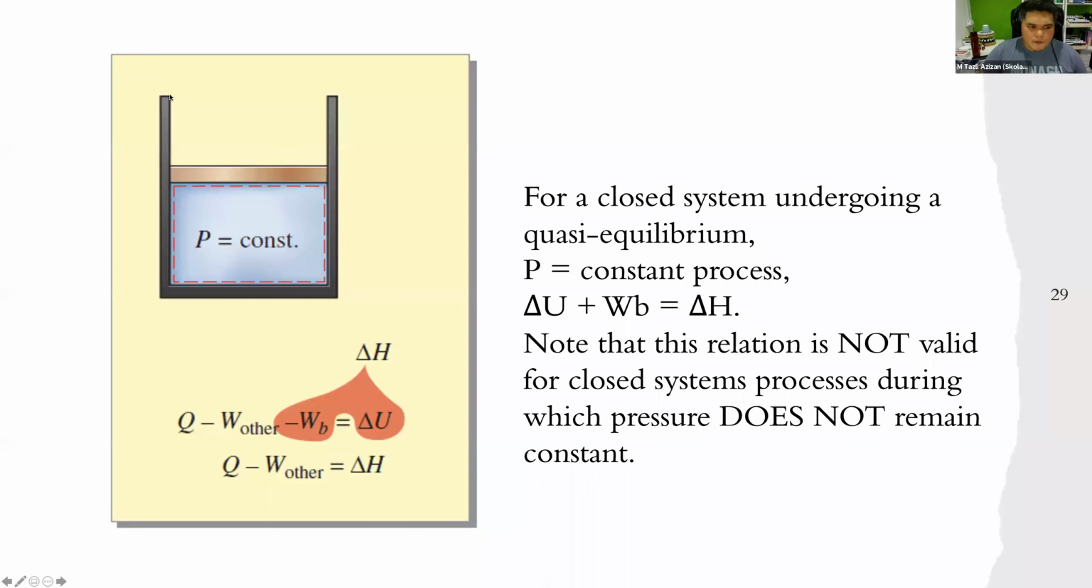Okay, so again, if you put the system here and pressure is constant, whether it is a compression or an expansion, if the pressure is maintained constant, we can actually substitute everything, boundary work and delta U, and replace it with the change of enthalpy, delta H. Note that this relation is not valid for closed system processes during which pressure does not remain constant. If let's say the pressure at the start is 100 kPa and then 105 kPa, this particular equation is not valid. We must make sure that the pressure is maintained the same.